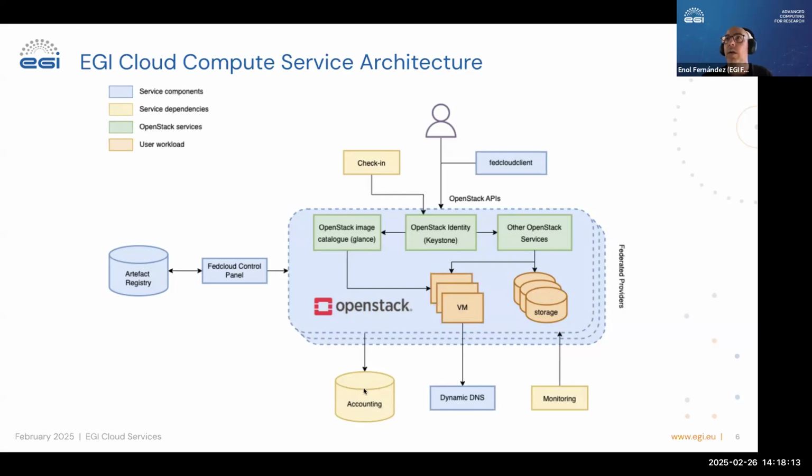And then we have other EGI tools that make the service fully operational. That is the accounting that collects information about the usage of the infrastructure, and the monitoring that checks that everything is working as expected. And you can access going through the APIs, through our command line client called Fed Cloud Client, or through the different graphical dashboards of OpenStack. I will show it just in a moment.